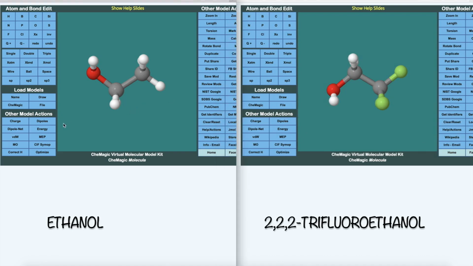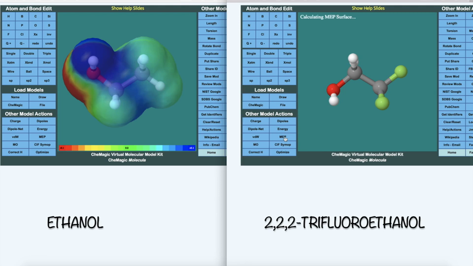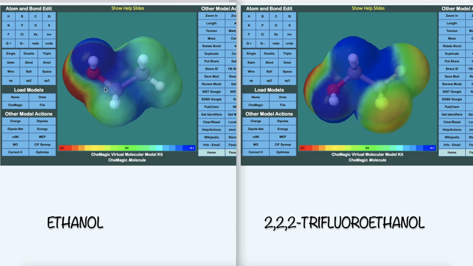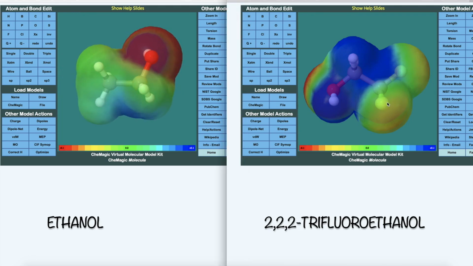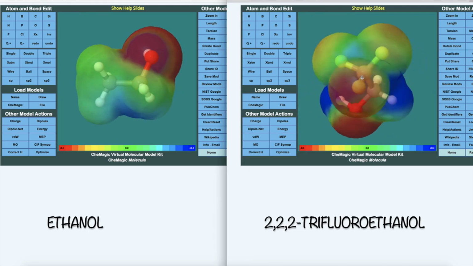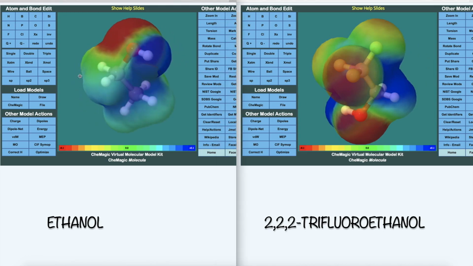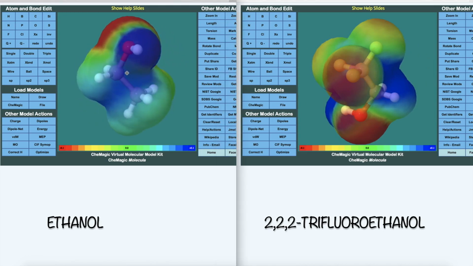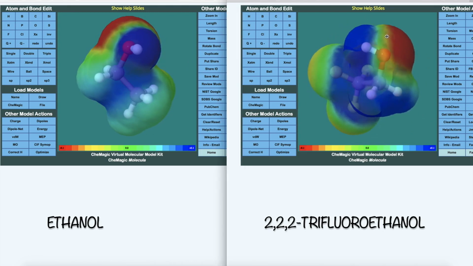On the left is the EPM of ethanol, and on the right is the EPM of trifluoroethanol. In an EPM, the red color indicates the negative side of the molecule, and the blue color indicates the positive side of the molecule. Here, we can notice that the region near the OH proton is more blue in trifluoroethanol. This means that the acidic proton in trifluoroethanol has a greater degree of positive charge than the proton in ethanol. In turn, this means that trifluoroethanol is more acidic than ethanol.